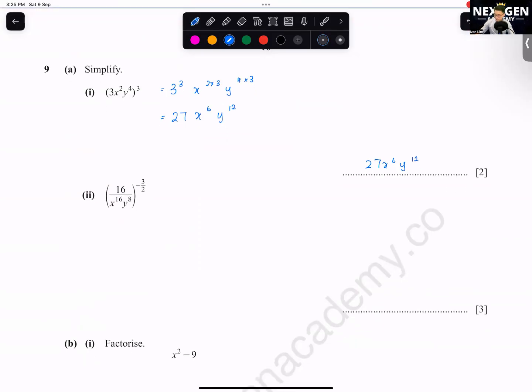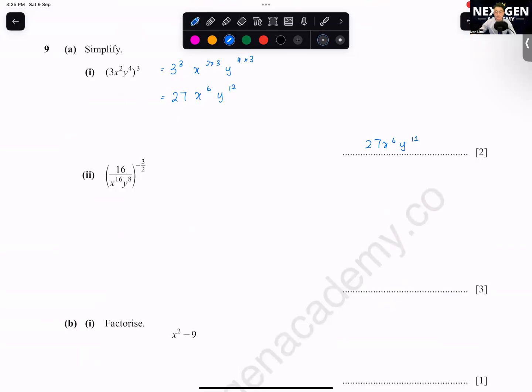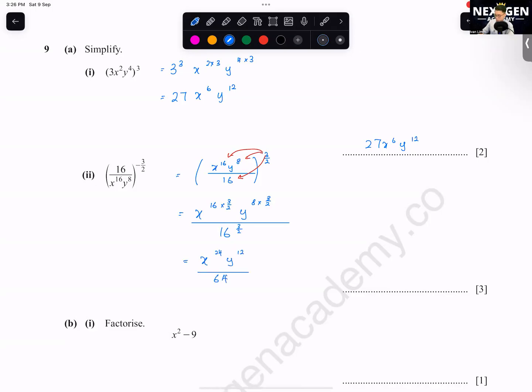Next one. I want to expand this. The first thing I will do is open up the negative first. Negative, so all your values will be inverse. So here will become x to the 16, y to the 8 over 16 to the power 3 over 2. Then when it's a bracket and a power, every single term will be multiplied by the power outside. 16 times 3 over 2, y 8 times 3 over 2, over 16 power 3 over 2. Here you get x to the 24, y to the 12 over 64.